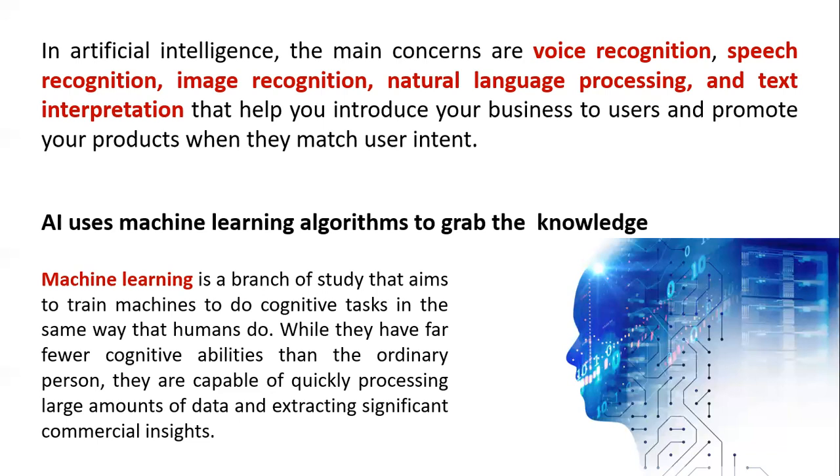AI uses machine learning algorithms to grab the knowledge. So the important word here is machine learning. So there is a slogan called, while we are sleeping, machines are learning. So there are machine learning algorithms. So algorithm is a set of steps. Algorithm කියලා කියන්නේ steps ටිකක්. So there are very advanced machine learning algorithms. Machine learning means the things that I explained earlier.